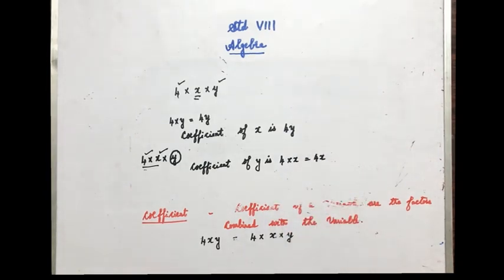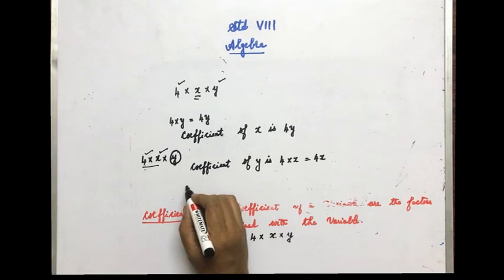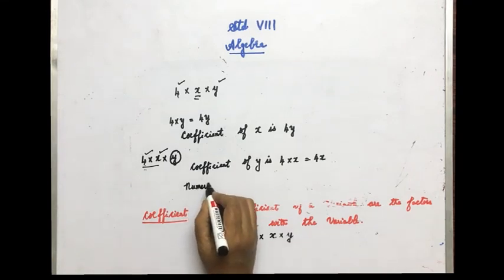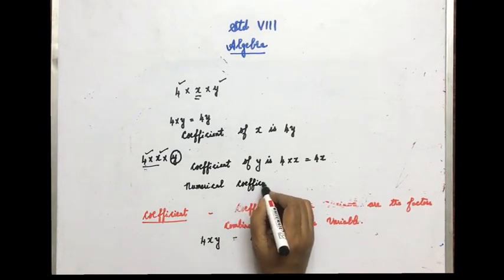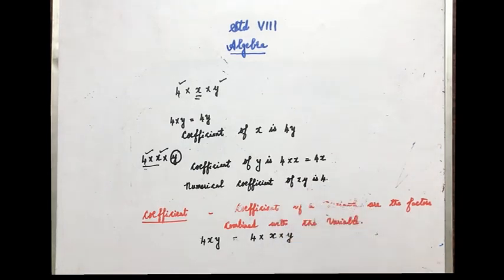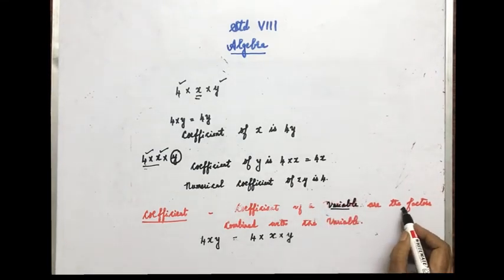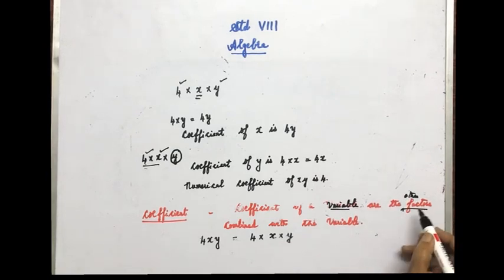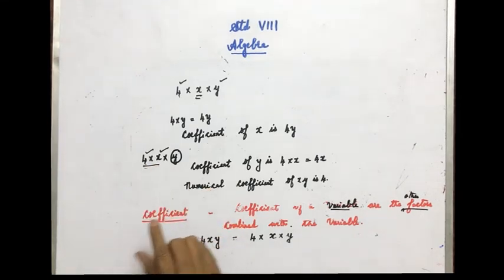Numerical coefficient means only the number combined with the variable we have to write. The number here is 4. So the numerical coefficient of xy is 4. So what is coefficient now? Coefficient of a variable is the other factors combined with this variable. Numerical coefficient means we should not write the variable. We have to write only the number combined with the variable. That is called the numerical coefficient.